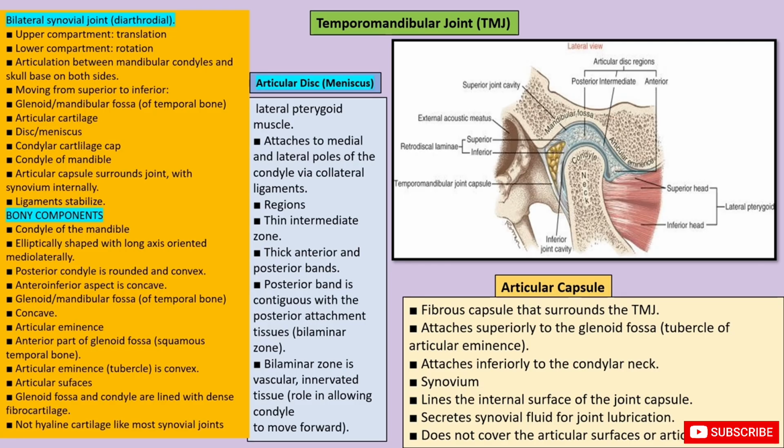Now there's a capsule that is surrounding the entire TMJ. It has a lining of synovium, and this membrane is going to secrete the synovial fluid for lubrication of the joints.